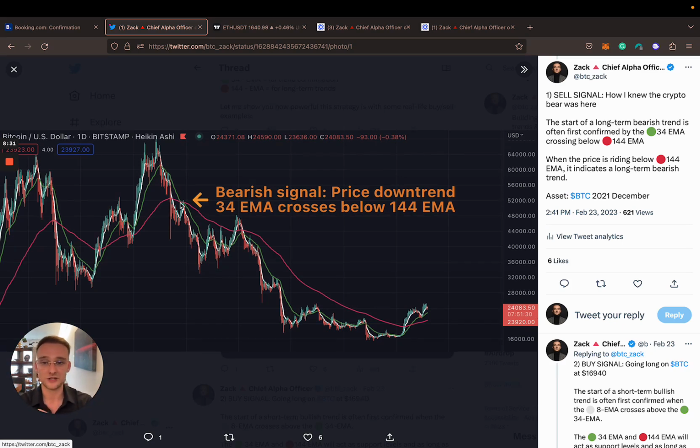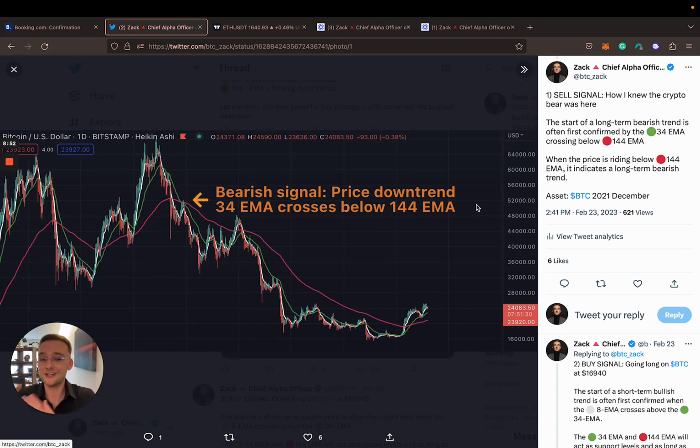The shorter time frame crossing below the 144 EMA is the ultimate signal for you that the price is entering into a bearish price downtrend. 34 EMA crossing below the 144 EMA right here. This happened when Bitcoin was at 50K. This is a long-term bearish trend confirmation.